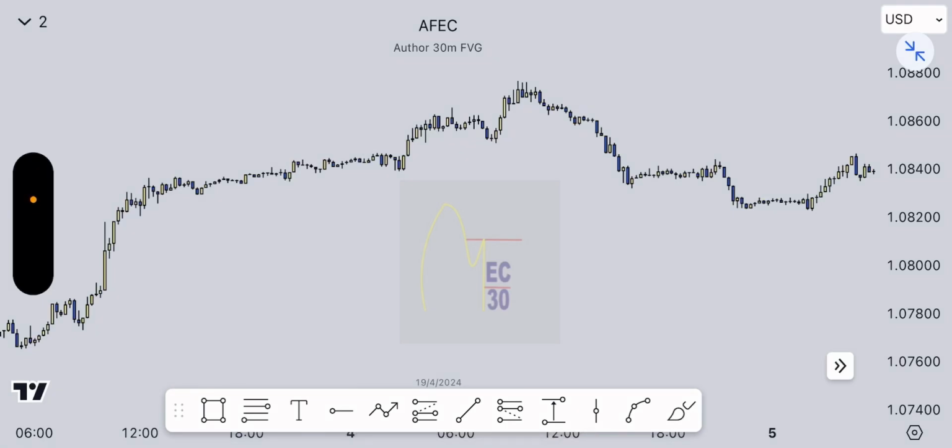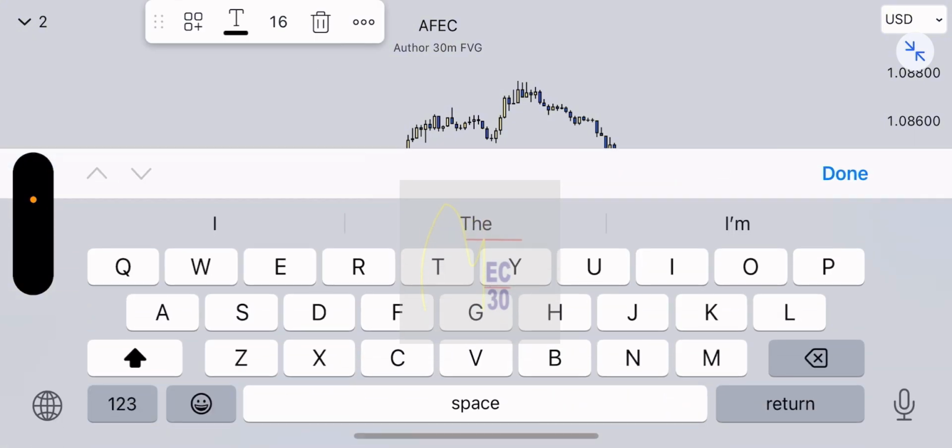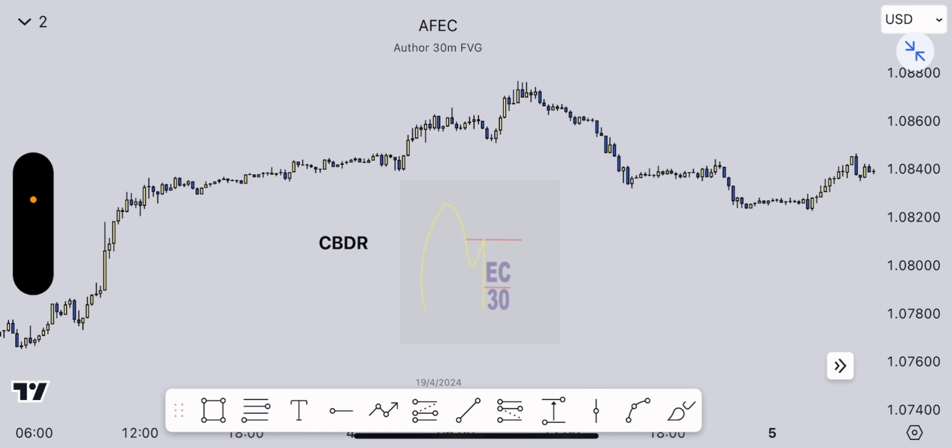Welcome to our episode where we are going to talk about CBDR, the Central Bank Dealers Range. CBDR is called the central bank's dealer range.